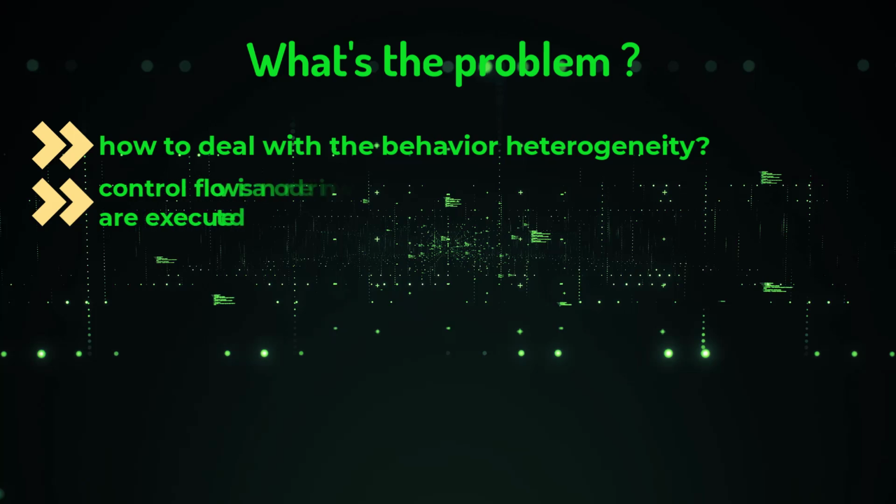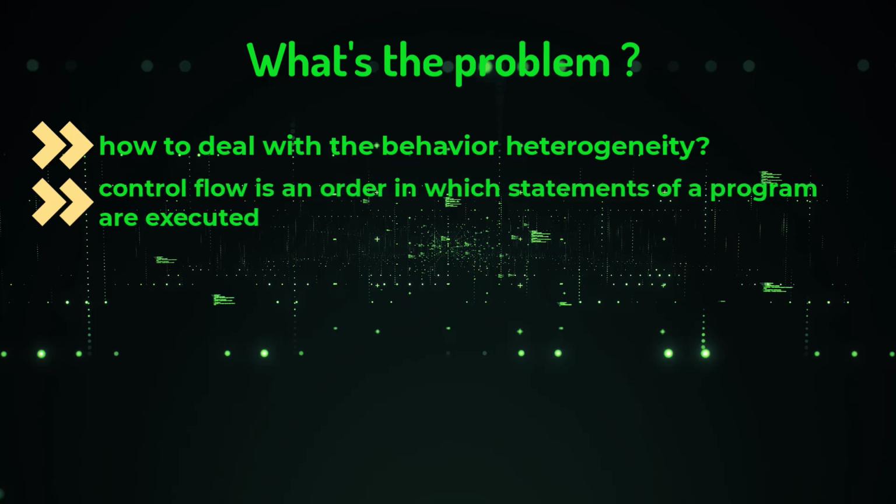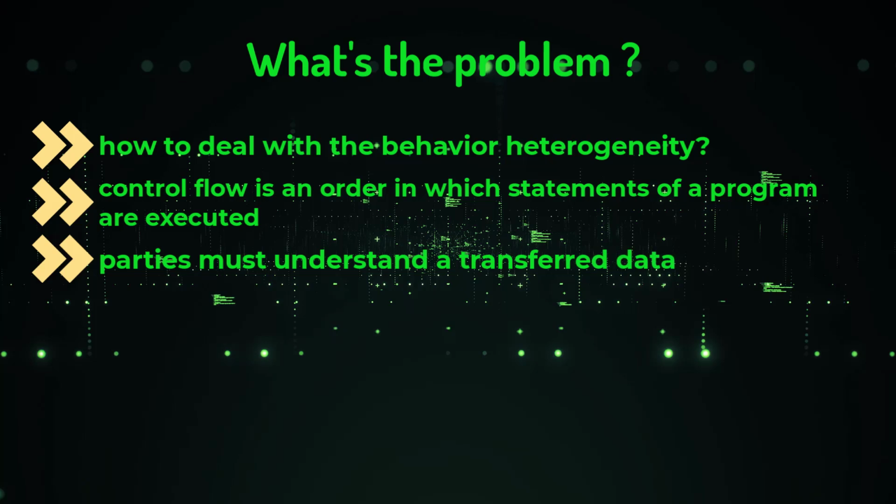To implement interoperability of program parties, the first problem we must face is a control flow. The control flow may be recognized as the order in which statements of a program are executed. Control flow may be implemented using control statements, methods invocation, and delegate concepts. To deploy data transfer, interoperable parties must understand the transferred data, have access to a value holder variable, and be aware that the data is available.